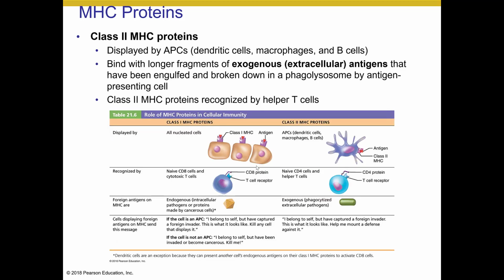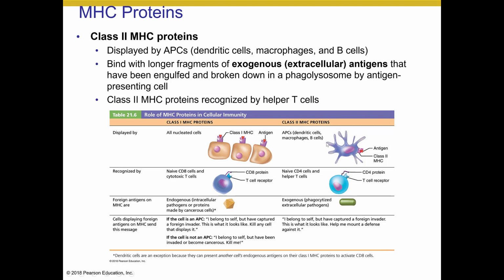Let's move to MHC2 proteins again. These proteins are on the surface of all of your antigen-presenting cells and only antigen-presenting cells. And so in this case, there's only one message that this type of cell can say: I belong to this body, but I've captured a foreign invader. This is what it looks like. Help me mount a defense against it. Why does it say help me mount a defense against it, instead of over here where it says kill any cell that displays it?